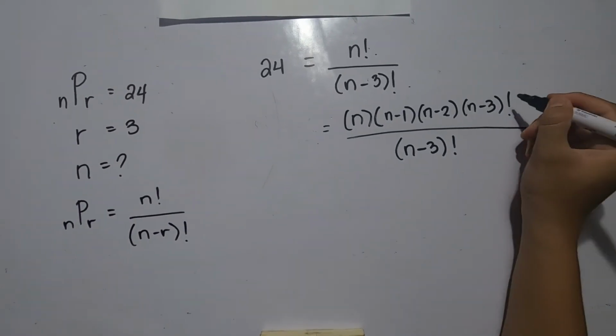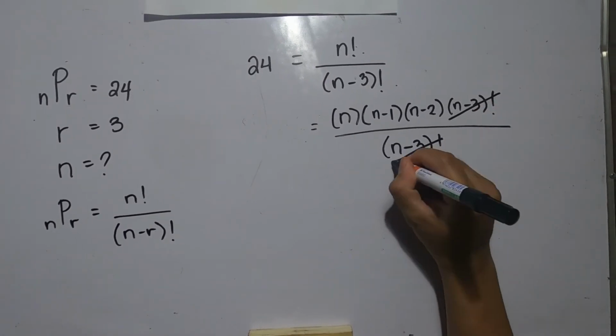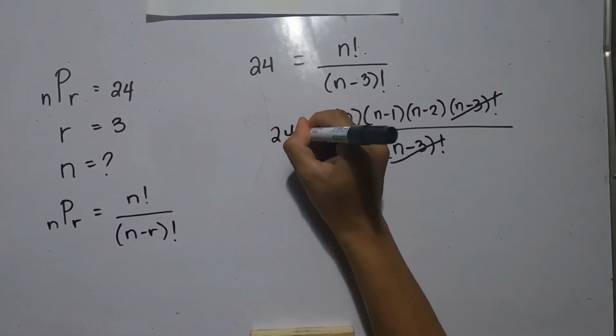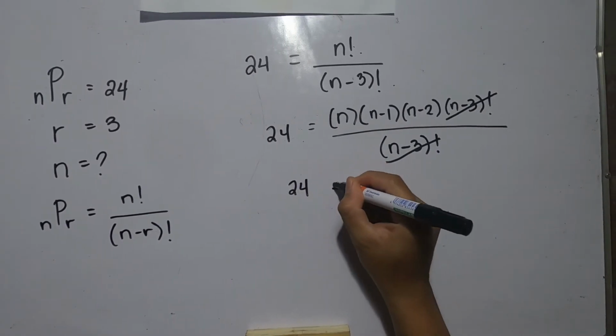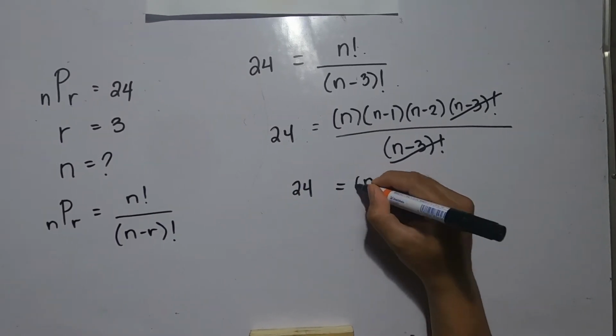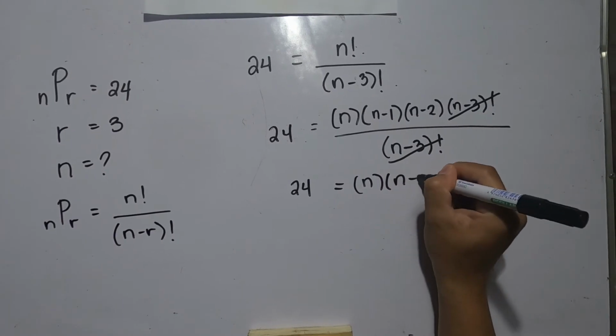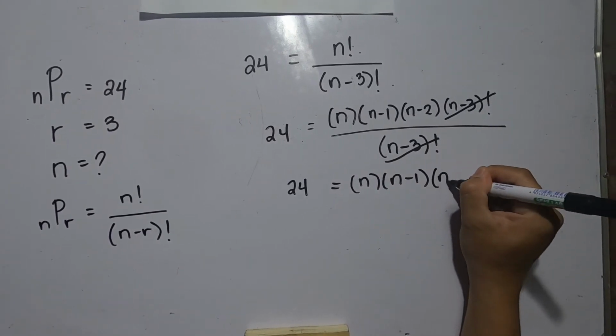Cancelling n minus 3 factorial at the right side of the equation, it becomes 24 is equal to the product of n, n minus 1, and n minus 2.